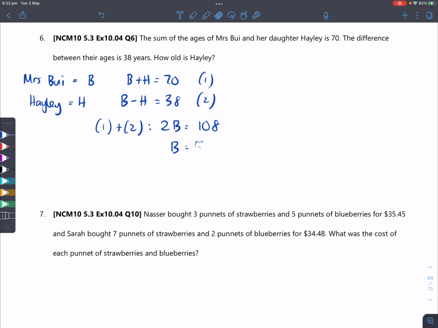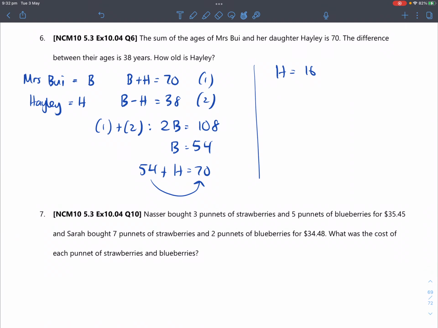Okay, so that 54 will be Mrs. Bui's age, but if you put that back into this equation, you can find out what Haley's age is. So 54 plus H equals 70, which means H is going to become 16 as you move 54 over. Okay? All right, question 7.